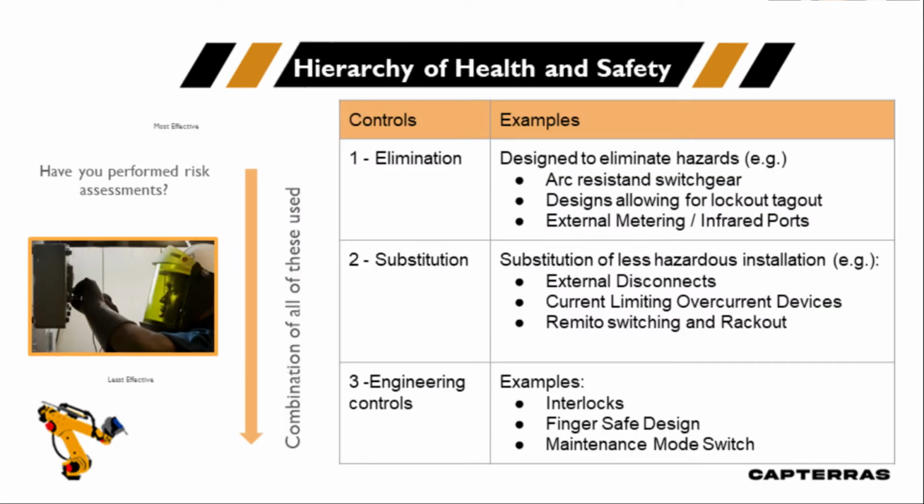The hierarchy of health and safety. Have you performed risk assessment? The elimination. Designed to eliminate hazard. As example, arc-resistant switchgear. Designs allowing for lockout, tagout. External metering, infrared ports. Substitution. Substitution of less hazard installation. As example, external disconnects, current limiting overcurrent devices, remedial switching, and lockout. Engineering controls. Example, interlocks, finger-safe design, maintenance mode switching.